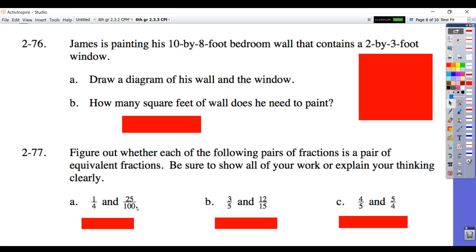For 277, they want to know whether the following pairs of fractions are equivalent, and they want you to explain. Is 1/4 equivalent to 25 hundredths? And if so, explain. If not, explain. Is 3/5 equivalent to 12 fifteenths? Is 4/5 equivalent to 5/4? And you can explain these in multiple ways.